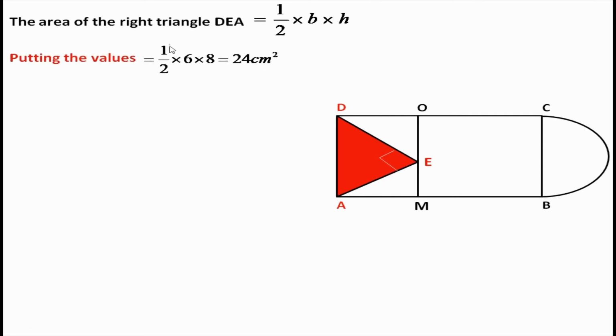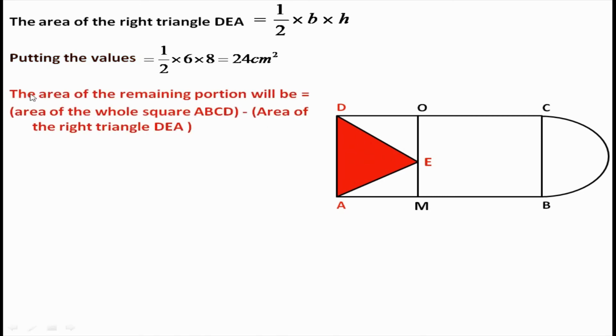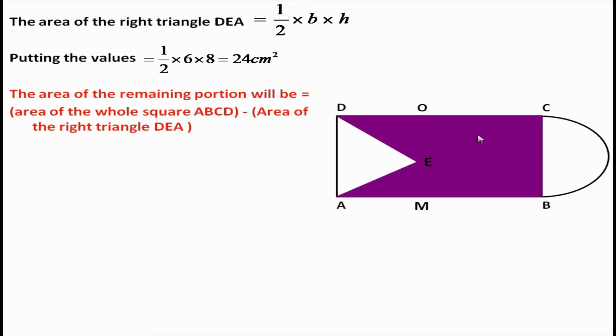We will put the values: half into base into height. Base 6, height 8, 24 centimeter square is the area of this red right triangle. Now our next procedure will be to take out the area of the remaining portion. What is the area of the remaining portion? This maroon portion you can see, this is the area of the remaining portion.